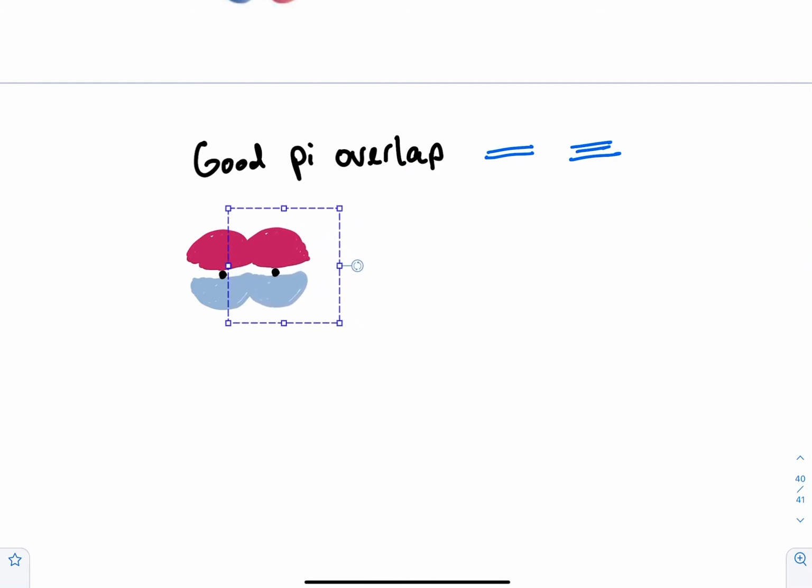As we overlap, you can see it forms an upper and lower section. So this forms one pi bond. I know it's top and bottom, so you want to say two, but that's just one pi bond. It doesn't form lots of pi bonds.